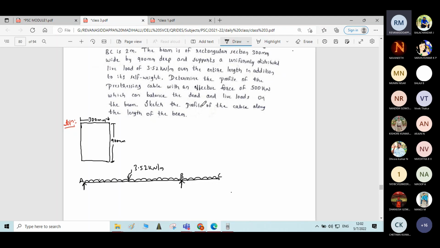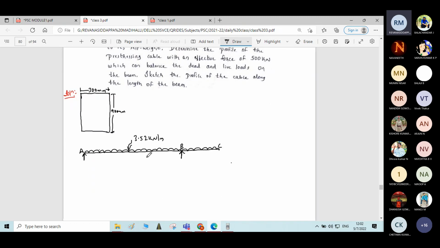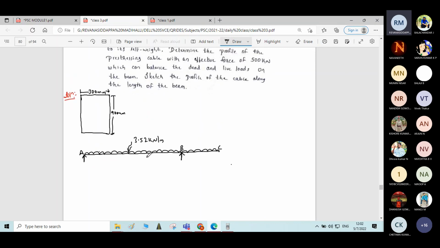It is similar to the first problem that we solved. We have to suggest a suitable cable profile. To suggest a suitable cable profile, what do we need? We need the actual bending moment diagram for the beam. So in the very first step, you need to find the bending moment diagram of the beam. Referring to the bending moment diagram, you can suggest a suitable cable profile similar to the bending moment diagram, but in the opposite direction. Correct.